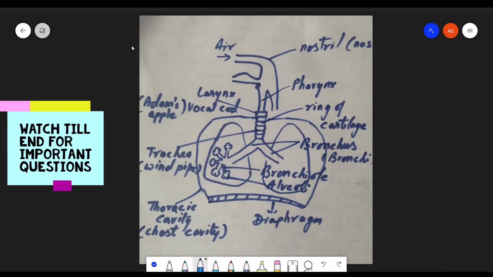Now look at the diagram again. This is our nose region from where the air gets inside the nose. This is called inhalation. The air moves inside the nose. Then this air moves towards the pharynx.